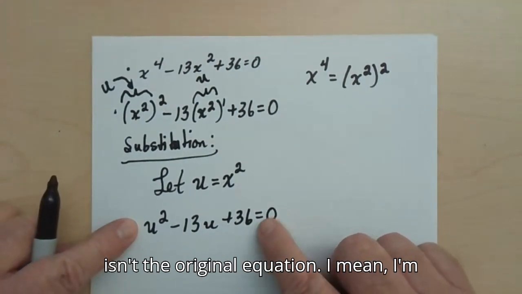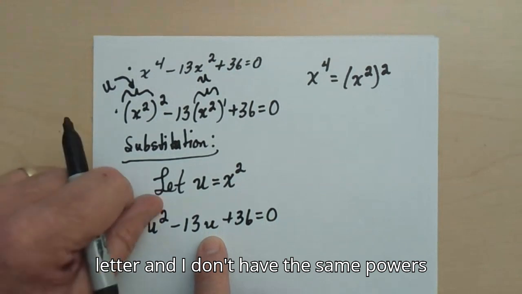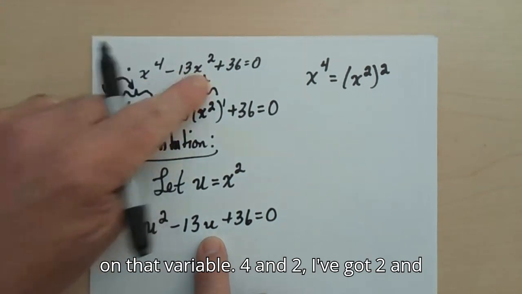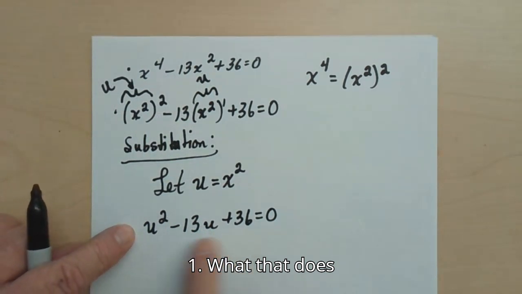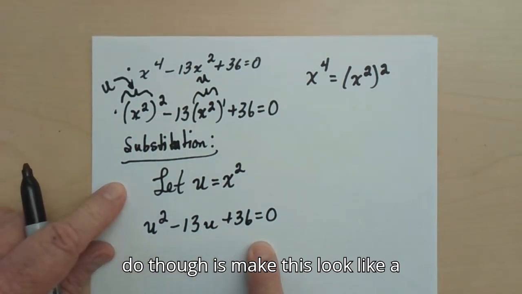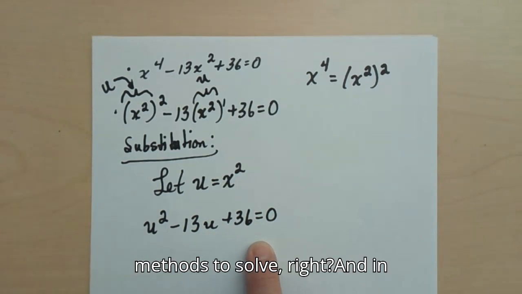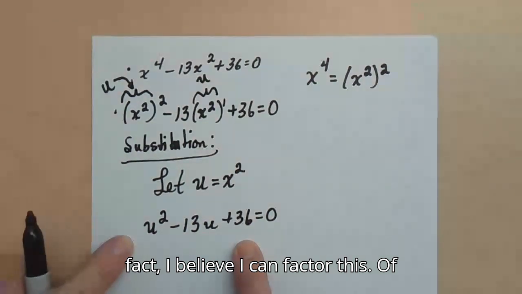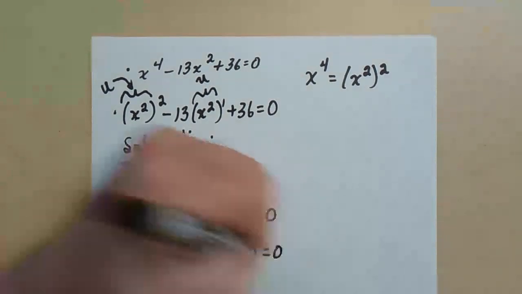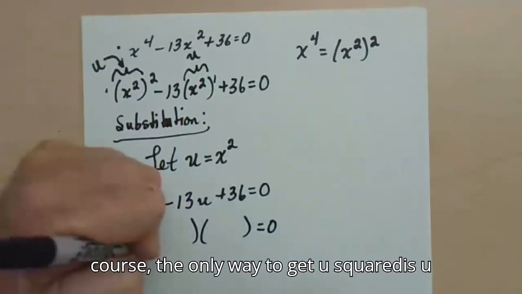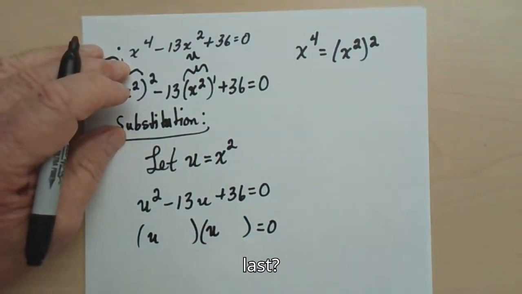Now I'm aware that this isn't the original equation. I mean, I'm not even using the same variable for the letter. And I don't have the same powers on that variable. 4 and 2, I've got 2 and 1. What that does do, though, is make this look like a quadratic equation, which we have some methods to solve, right? And in fact, I believe I can factor this. Of course, the only way to get u squared is u times u. What are the two numbers that go last?